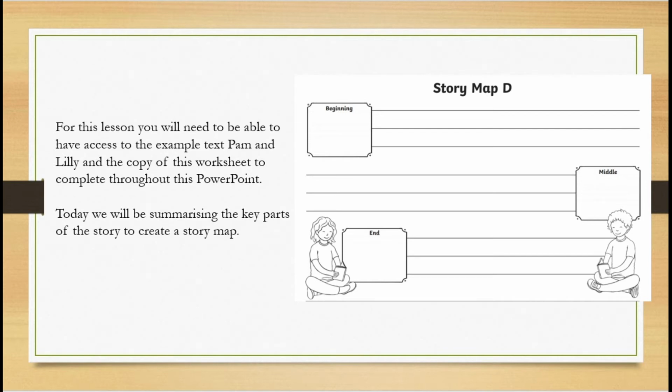Remember, you should have two of those story maps, one that you can do while we're working together for Pam and Lily, and then the other that you can do when you're working independently for Curly to the Rescue. On this activity today, we're going to be looking at the beginning, the middle, and the end of our story. All you're going to need to be doing is summarizing the key parts of our story to create our story map.